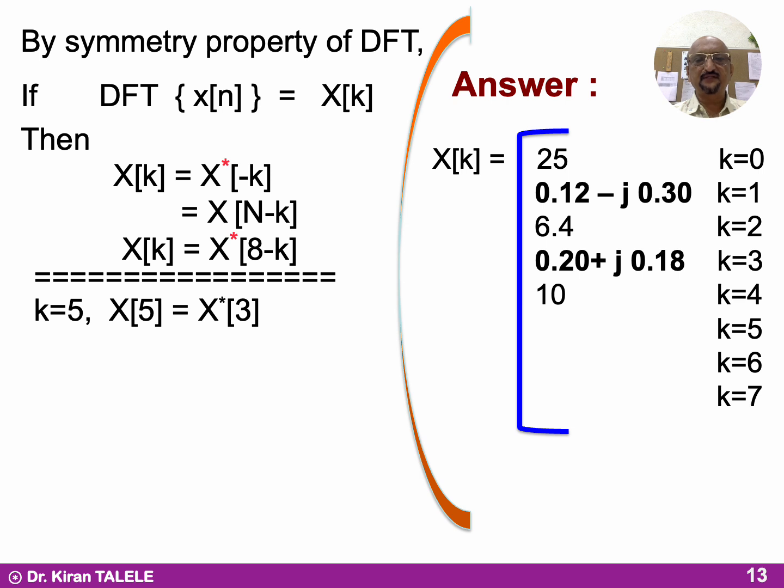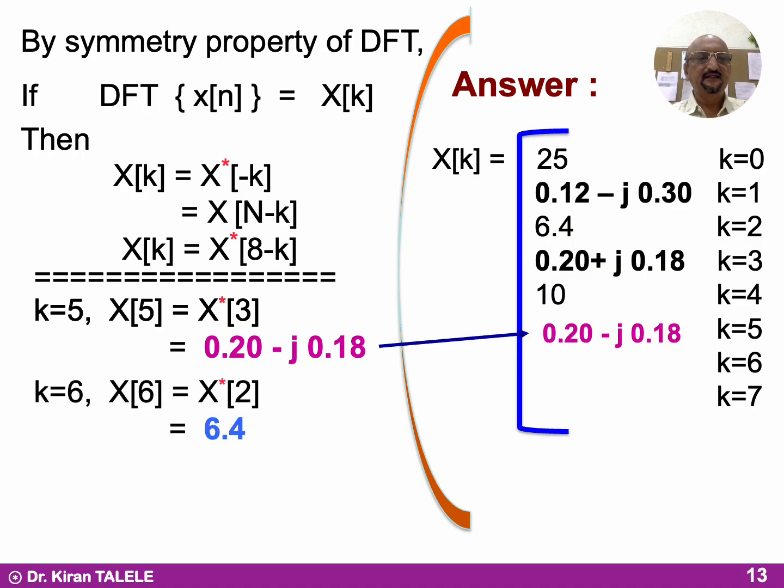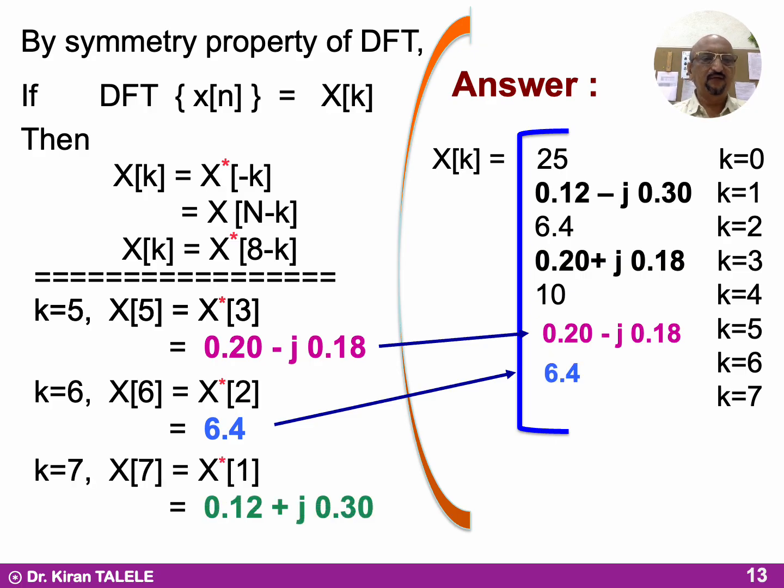This is the complex conjugate of X of 3. Replace j by minus j, so 0.20 plus j will change to minus j 0.18. To find the value of X of k at k equal to 6, 8 minus 6 is 2, X of 2 is 6.4, and the complex conjugate will remain the same because it's a real valued sequence. Next, at k equal to 7, we get X of 7 equal to X star of 1, the complex conjugate of X of 1.